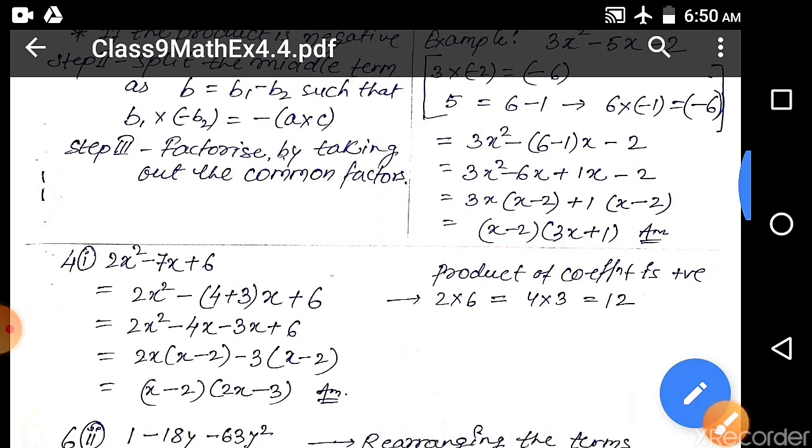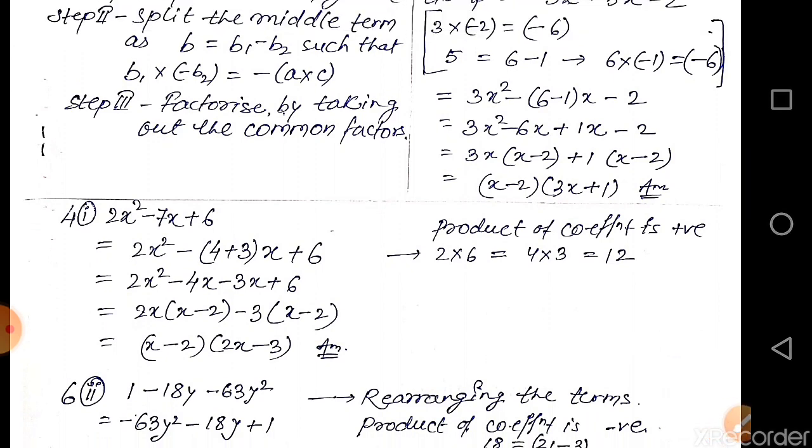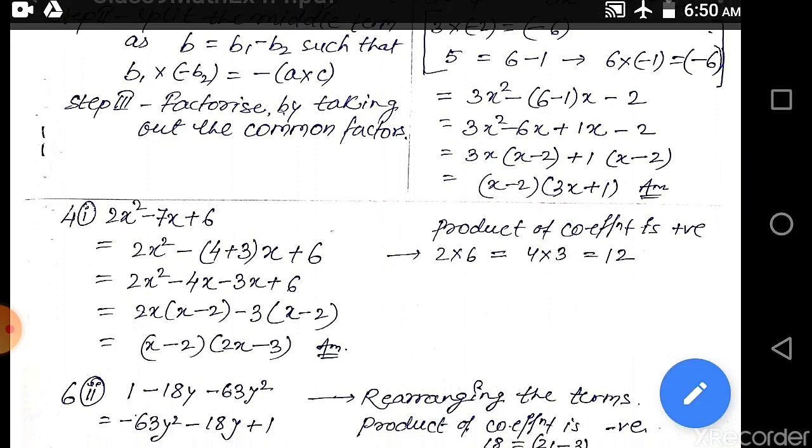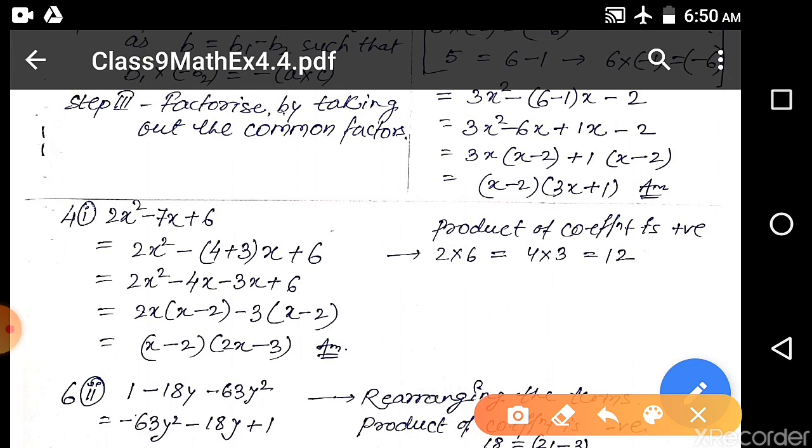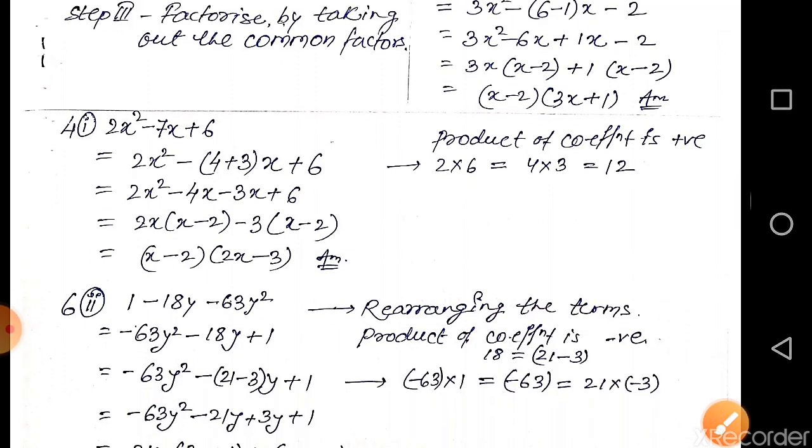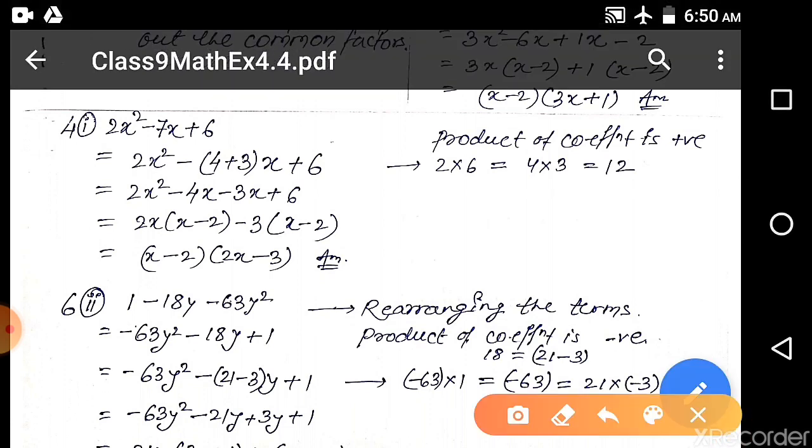Now we come to some of the maths of exercise 4.4. I am skipping the maths before question number 4 because when we see the solution of question number 4, you can easily solve those maths. In question 4 we have the trinomial 2x² − 7x + 6.